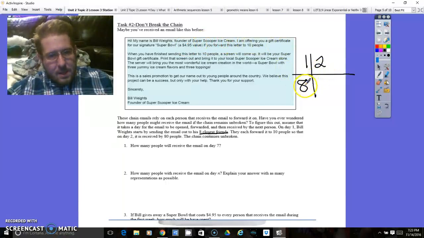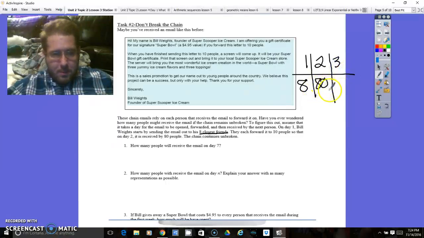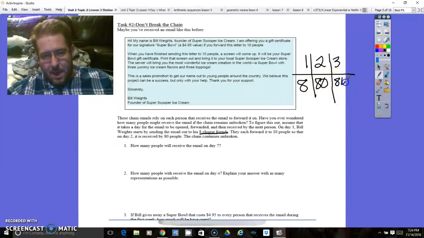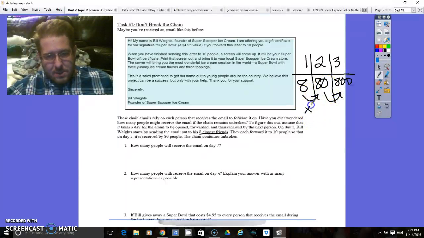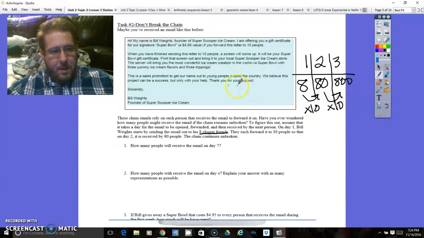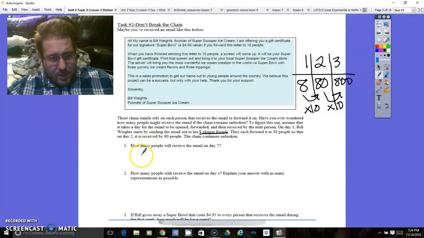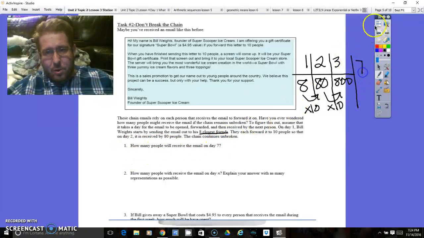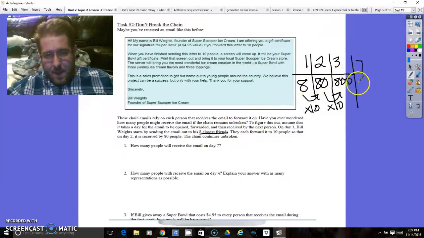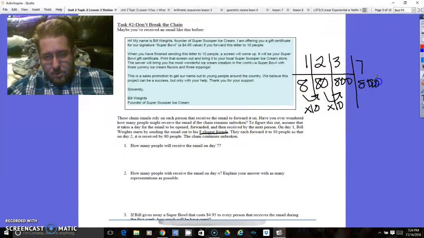So if 8 friends each give their chain email to 10 of their friends, that means it's received by 80 people on the second day. On the third day, all 80 of those people are going to give it to 10 people, so that means it's going to be 800. Now you can clearly see that this is a geometric sequence, and that's the reason why I chose to do these two, because the first one was arithmetic, but this one's geometric.